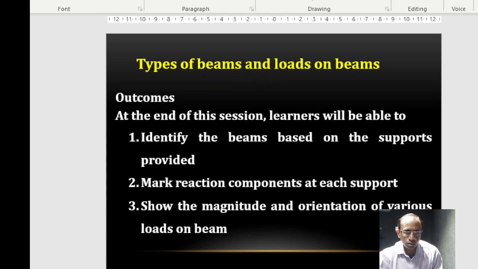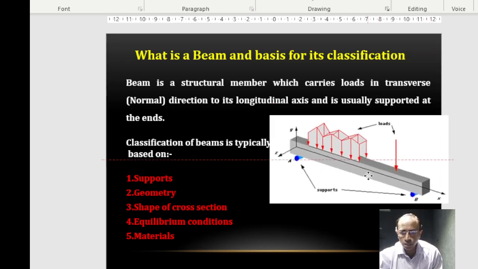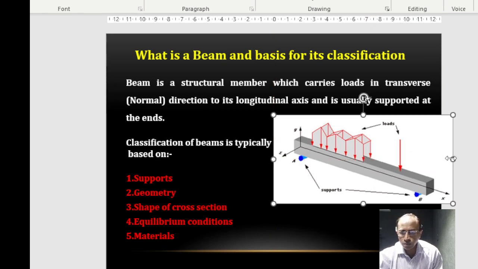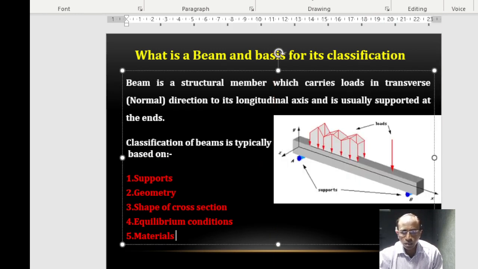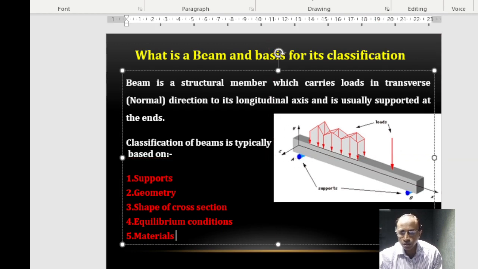So before going to the types of beams, let us try to understand what is a beam first of all, right? So what is a beam? The beam is in general defined, of course everybody knows, it is one of the structural members, right? Beam is one of the structural members, and we define it based on what function it carries.